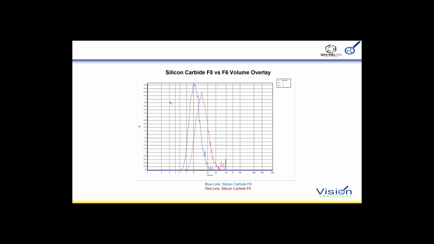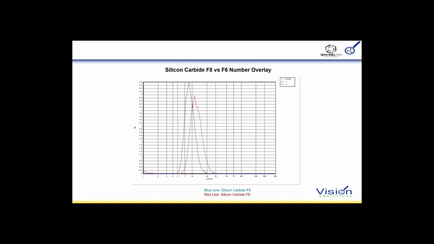Sample concentrations must be chosen to guarantee that all images contain only a single particle. The number distribution removes volumetric bias and treats all particles as equal partners. Remember, we're using equivalent circular area diameter again, but the Sentinel Pro can report 31 other shapes for consideration if necessary. So what does this number distribution look like? Number overlay, remember, blue is F8, red is F6. Number overlay shows distributions are more uniform and not biased towards volumetric size.